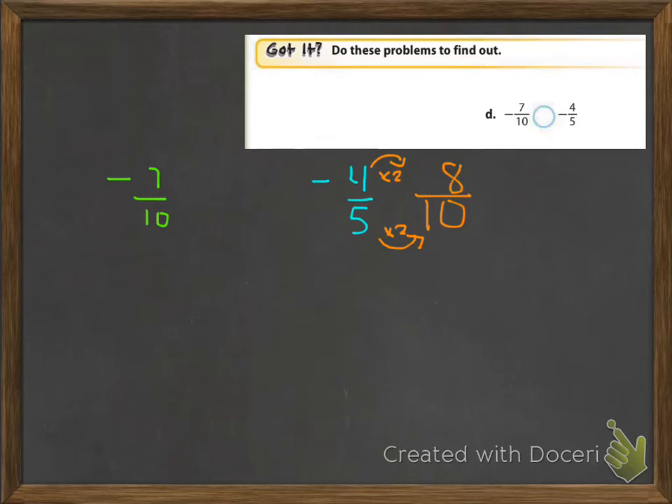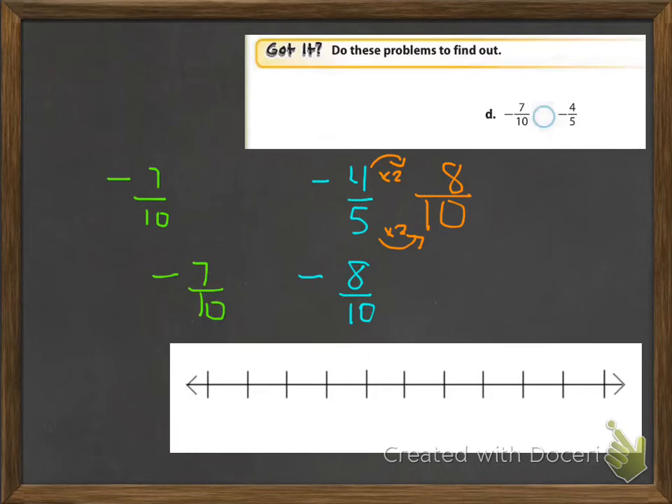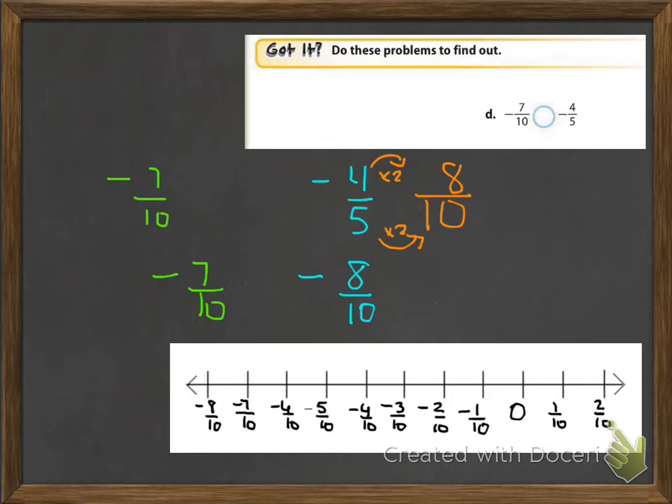So now I'm going to rewrite my problem. You should as well. Negative 7/10, and now we're going to be comparing it to negative 8/10. Don't forget that you still have that negative sign. So now I'll go ahead and add a number line here, but the fraction part of it is not quite as important as the numerator is. It's really important here that you make the number line so that you can get your mind around exactly what this means.